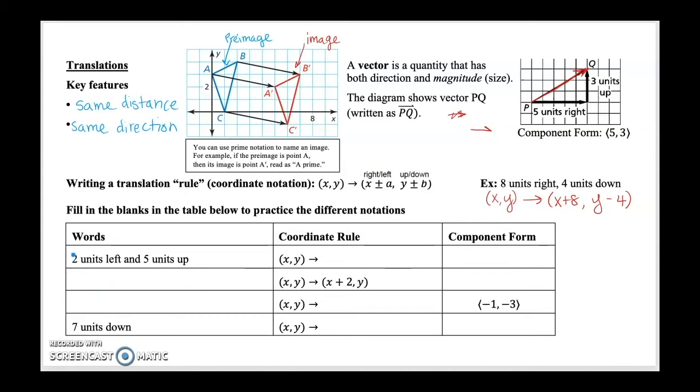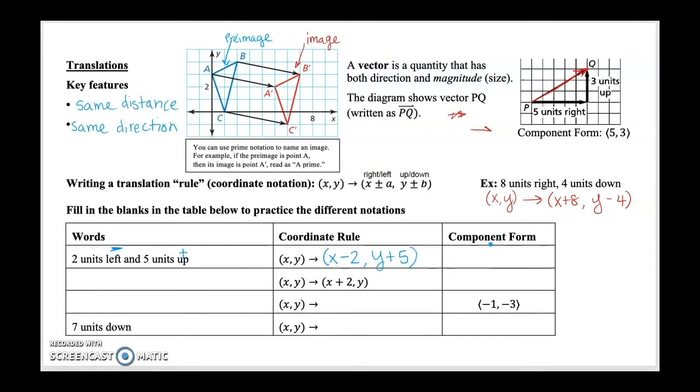So our words say we're moving 2 units left and 5 units up. So if we're moving left, then the x value is going to be decreasing, right? 0, -1, -2, and so on. So when we're moving left, then we're going to be subtracting. So x would go to x minus 2, because that's how far you're moving left. And if we're moving up, that means the y value is increasing. So up is the positive direction. So this would be y plus 5.